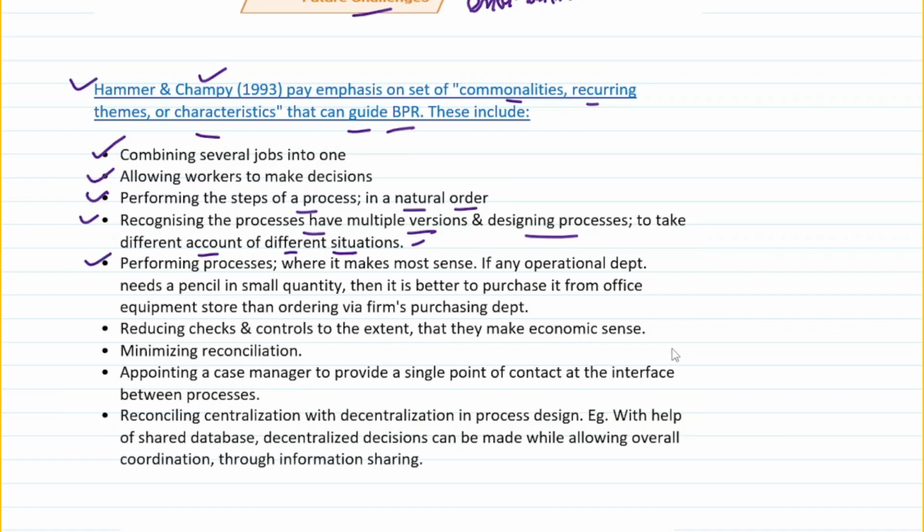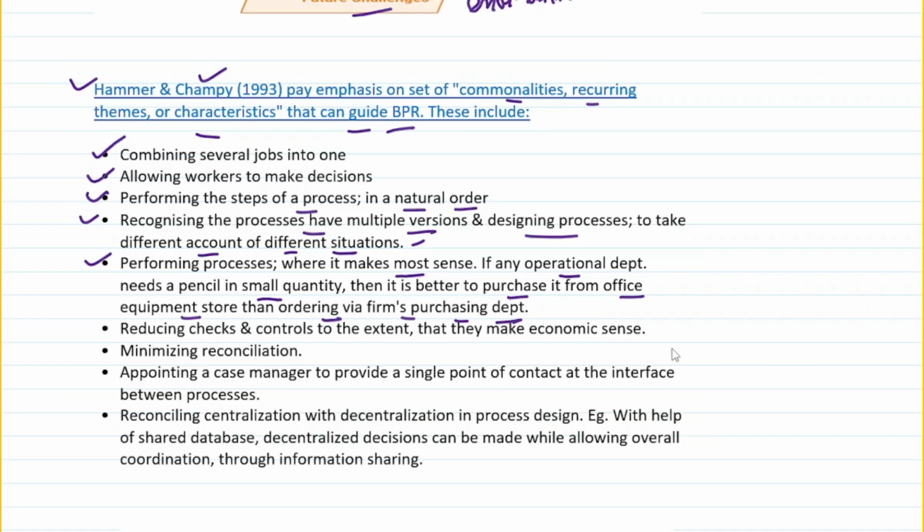Then performing processes where it makes most sense. So you should put more emphasis on performing processes that are more important from the organization's perspective. If any operation department needs a pencil in a small quantity, and this is just an example, then it is better to purchase it from the office equipment store than ordering via the firm's purchasing department. If you just need small pencils, you need not place an order. You can simply go to the office equipment store, procure from them and make a payment.